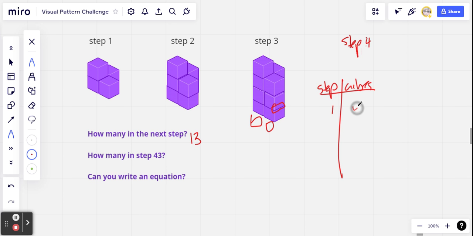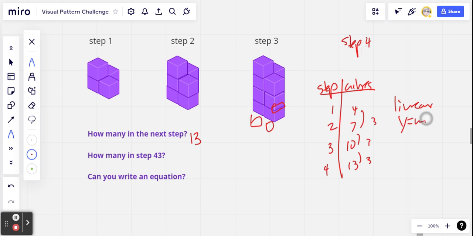So in step 1, we've got 4. In step 2, that's 7. In step 3, we have 10. And we're saying 13 in step 4. And if we take the difference between each step, 7 minus 4 is 3, 10 minus 7 is 3, 13 minus 10 is 3, we find that we have a constant. So this pattern is growing by the same amount every step. That makes it linear. So even though this is a three-dimensional shape, its rate of growth is linear. It grows steadily from step to step.